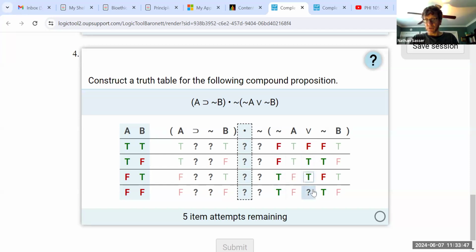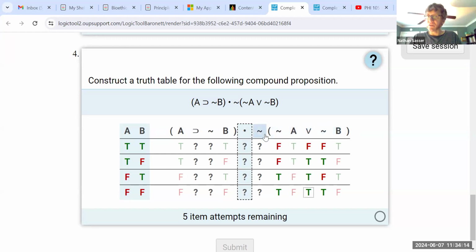We got true, true, that makes it true. Okay, so now we know that everything inside this parentheses, the entire disjunction, these are the truth values for the entire disjunction inside the parentheses. Now, let's move over to this negation sign. The negation ranges over the entire disjunction that is inside the parentheses.